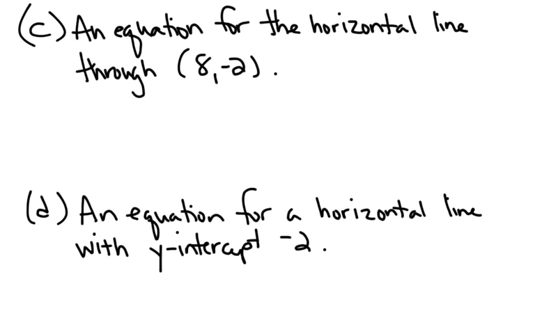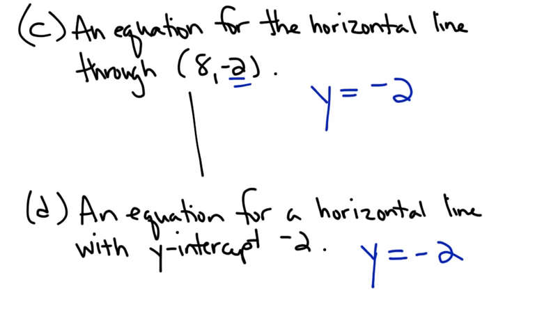For horizontal lines, let's say I say the equation for a horizontal line through (8, -2). Well, horizontal lines are y equals the y coordinate. In this case, it would be -2. But another way I could state that problem is an equation for a horizontal line with the y-intercept of -2. So if we go back up here to (8, -2), 1, 2, 3, 4, 5, 6, 7, 8, -2, and we draw a horizontal line, it's going to go through -2 on the y-axis, isn't it? And that's why the equation is going to be y equals -2.